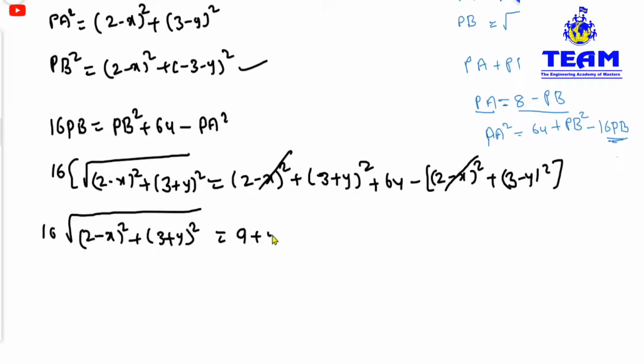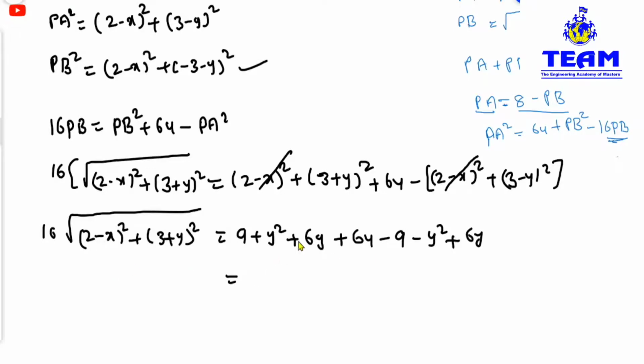This is 9 plus y square plus 6y plus 64 minus, this is from 64. 64 minus, now 3 square is 9, minus 9. So again minus I have written. Plus y square into minus is minus y square. Now this is minus 6y. Here you have a negative, so plus 6y.